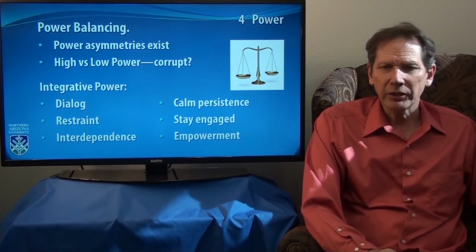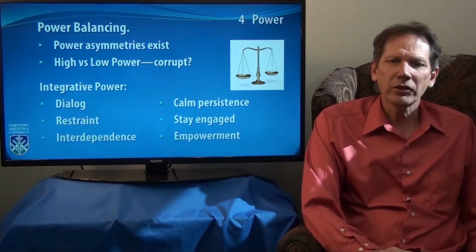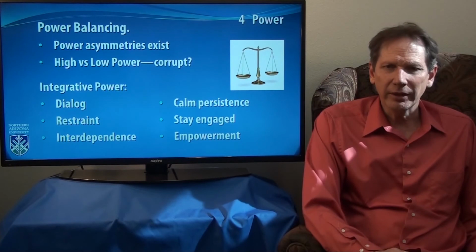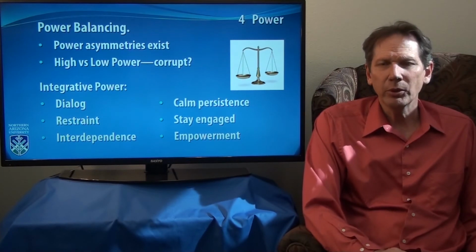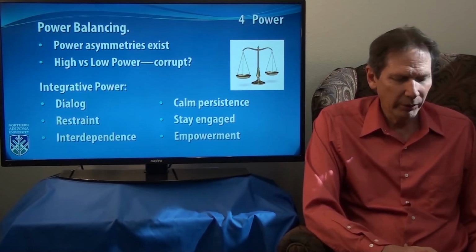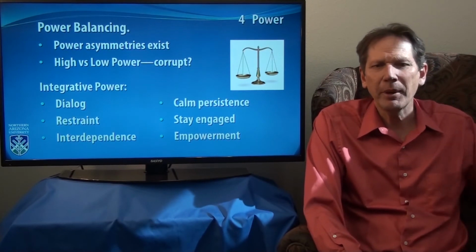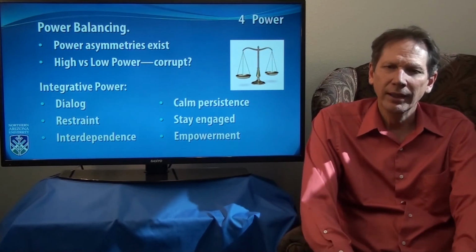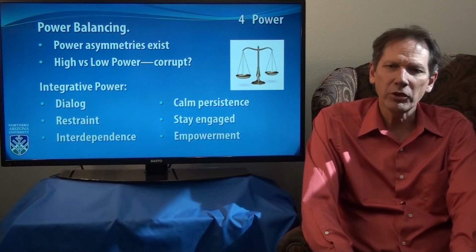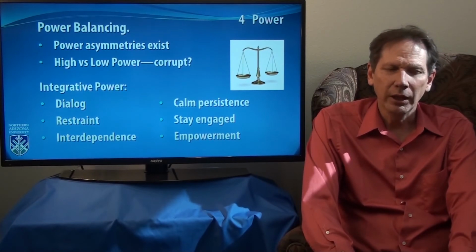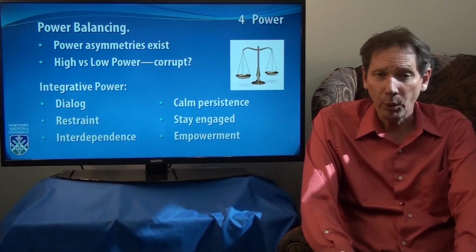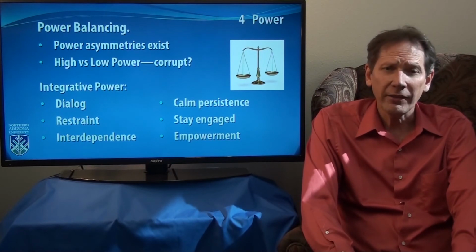Okay, power balancing is where we're headed in this chapter. Recognize that asymmetries do exist. People do have different levels of power. We have different power currencies. We have different amounts of those power currencies. So those power asymmetries do exist. Don't deny them. Don't think that they're not important. The other person doesn't have as much power as you think, and you've got more power than you know, or more power currency.